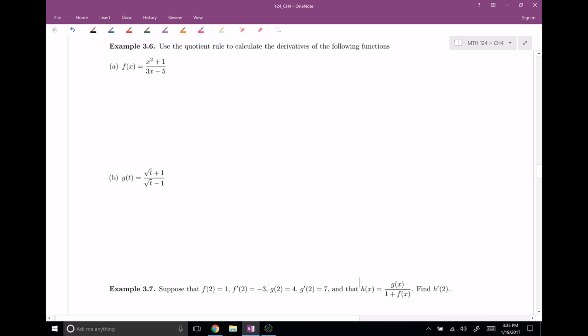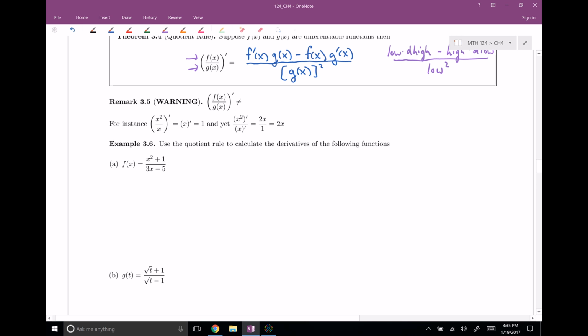Let's practice using this. Well, actually, even before that, again, I have a warning, right? Just like before, the derivative of a quotient of two functions, right? One function divided by another function, is not equal to the derivative of the top function divided by the derivative of the bottom function, right? You cannot just distribute this little prime to the top and the bottom. That really, really does not work. Very much not equal.